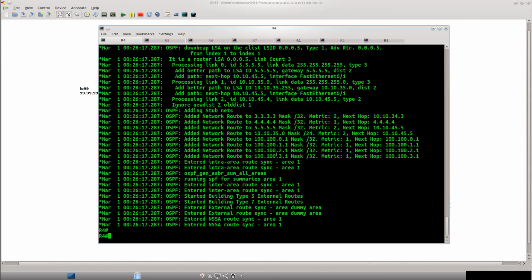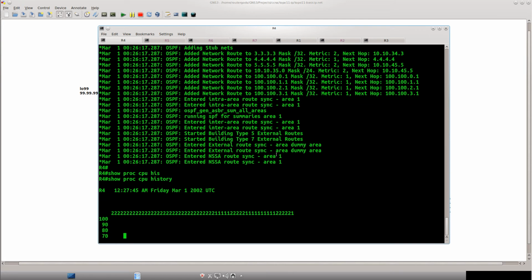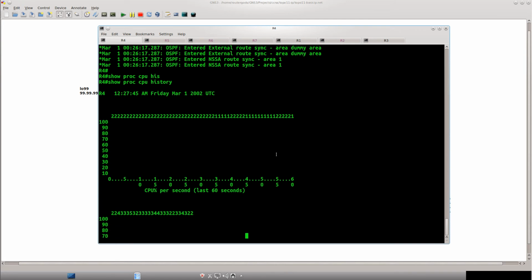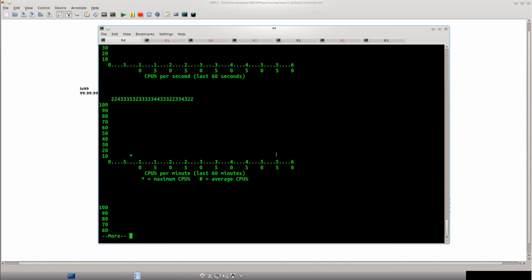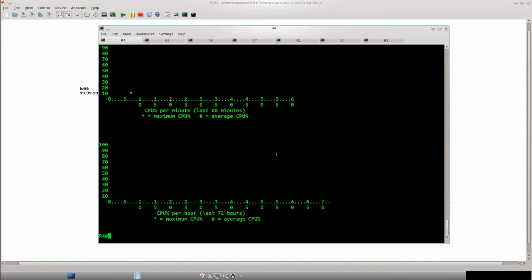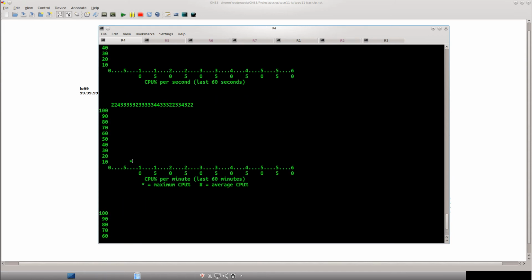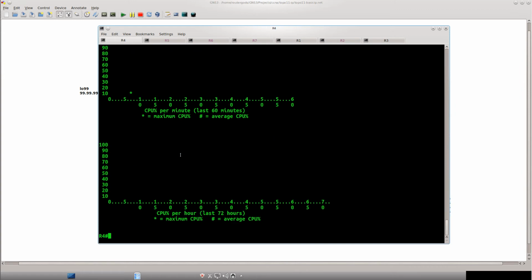So this is very processor intensive. Let's see if we actually got this processor working here. Show proc CPU history. Yeah, nothing too much, but we didn't kill it. We had a little blip a couple minutes ago.